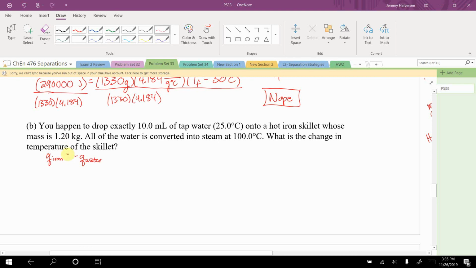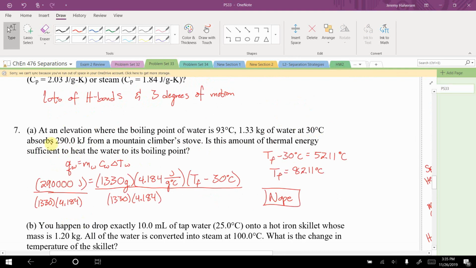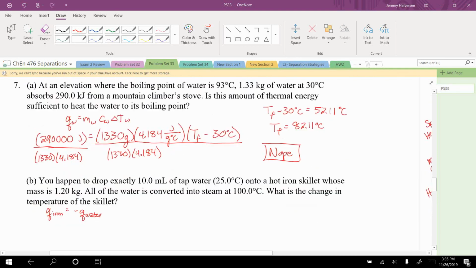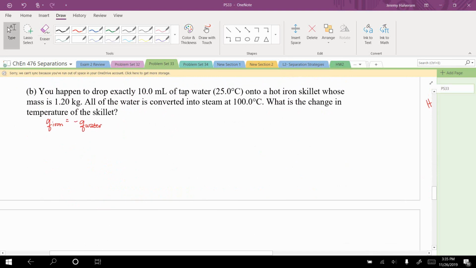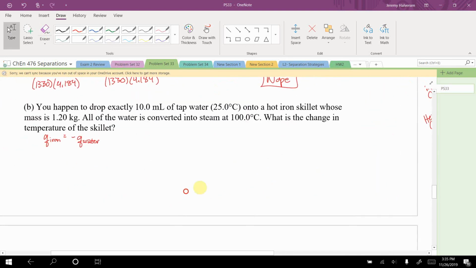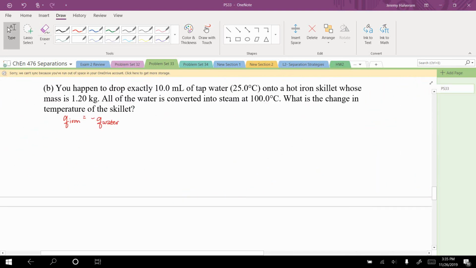They don't give me any Qs. Like in this problem, they gave me a Q. They said 290 kilojoules. They don't give me a Q in part B, so I'm just going to break these down into relevant equations. So what, first grader, is happening to my iron skillet? Well, it is cooling down. We know that because I put water on it, and the water heated up and boiled, so that means that the skillet cooled down. So I'm going to have M iron, C iron, delta T iron is going to equal negative.